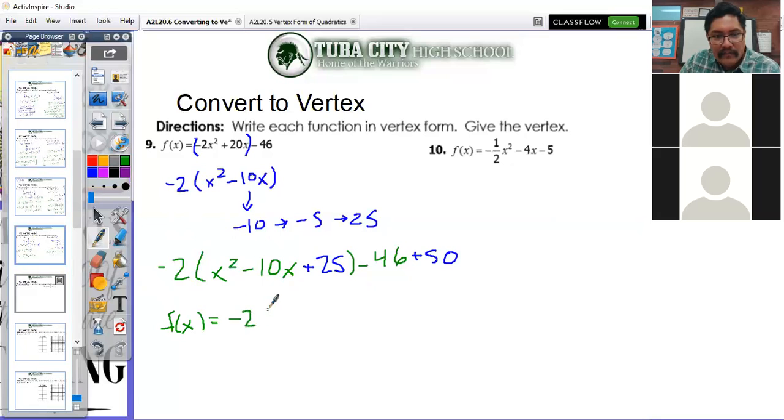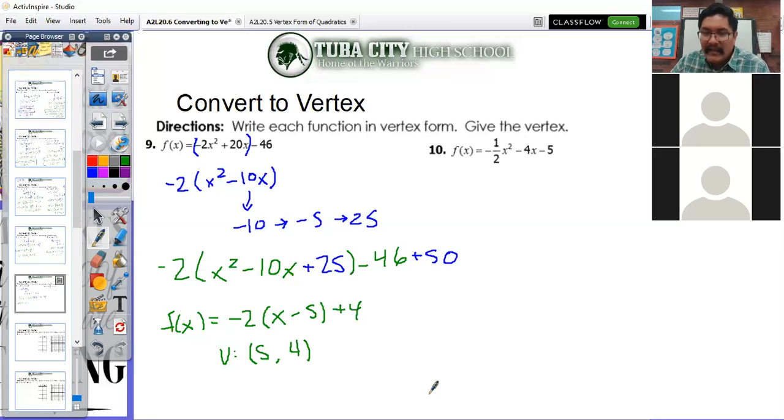So -2. And again, it's going to be this number right here, the number in here, x minus 5. And what's 50 minus 46? Okay, 4. Okay, there we go. And in vertex form, it's the opposite of this number and the actual value of this number, so 5 and 4. And that's it for that one.